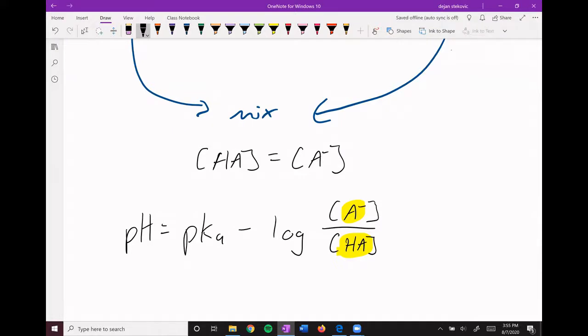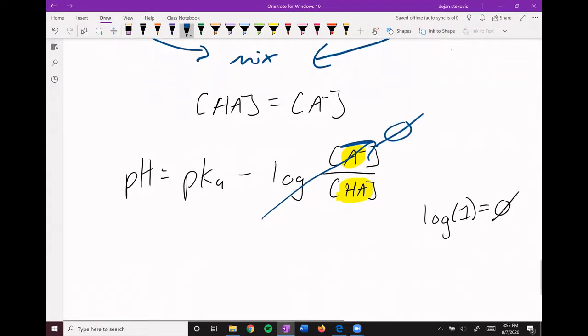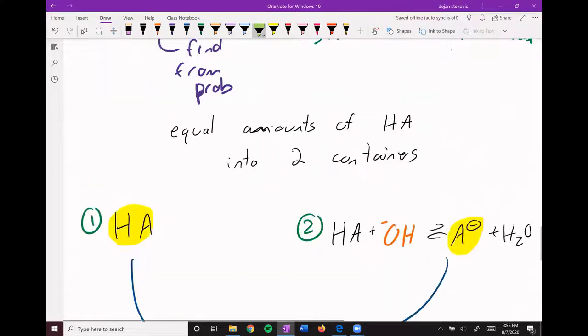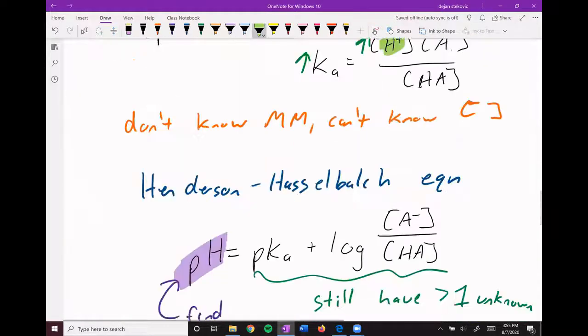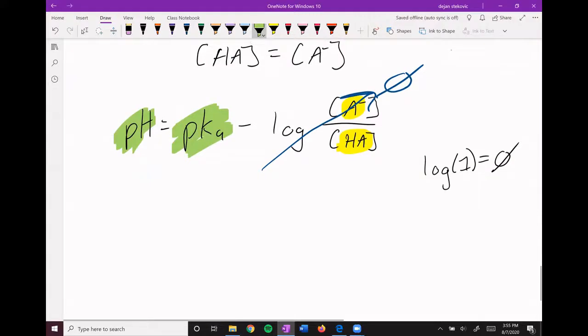If they're both 0.1 molar, 0.1 molar over 0.1 molar is equal to 1. And so if you type in your calculator the log of 1, you'll find that it's equal to 0. And so all of this will thus go to 0. And thus our pH is equal to our pKa. And so if we use our probe to find the pH, we've also found the pKa of our unknown. And so I think that's a pretty clever trick to find out the pKa of an unknown.